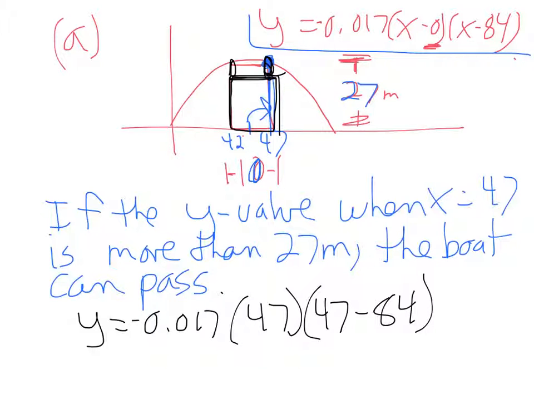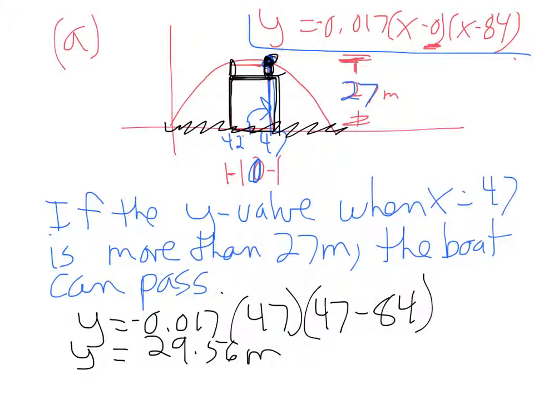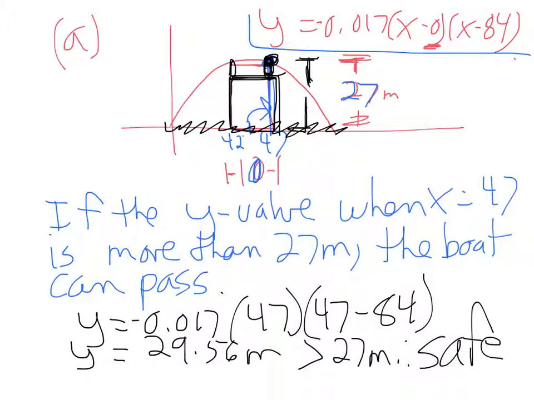and we'll end up with a y value of 29.56 meters. That means the distance from the surface of the water, because the surface of the water is right here, to the curve, the parabola, from here to here, is 29.56 meters, which is greater than 27 meters. Therefore, it's safe. The boat can pass.